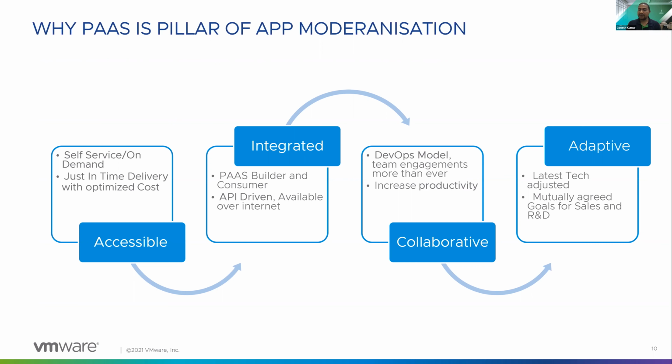And last but not least, it is adaptive. When I say it's adaptive, it means if there is the latest tech coming in, like service mesh, is that adaptive into your current PaaS offering? When I say PaaS offering, Tanzu Application Service, is service mesh available in Tanzu Application Service? Yes, it is. Is it available in TKG, Tanzu Kubernetes Grid? Yes, it is. So with this, we have created a partnership between our R&D team, our global sales, and our dev team itself. And this whole picture tells you why PaaS is the pillar of application modernization.